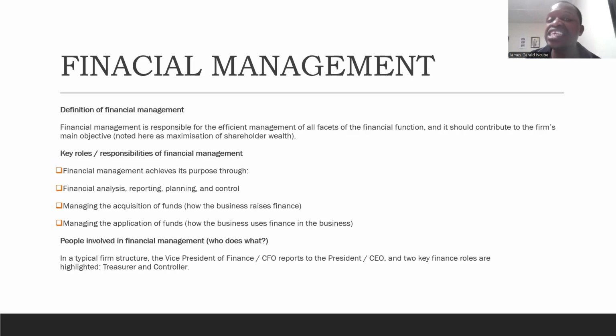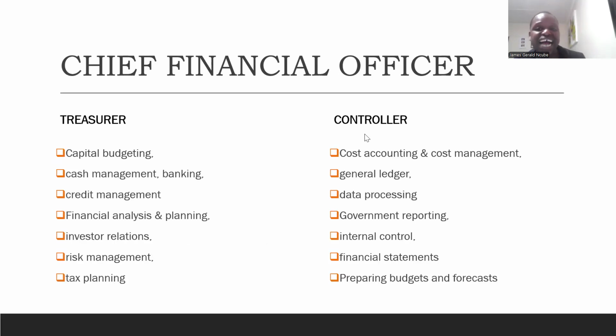Then other key individuals within the financial function are the treasurer and the controller. Those are the two other people that you find within the financial function. So maybe let's talk a little bit about what a treasurer does and what a controller does. A treasurer within an organization is the one who is responsible for what we call capital budgeting. Capital budgeting is the allocation of funds towards projects. Like we have got 1 million, which project should we choose? It's the responsibility of the treasurer.